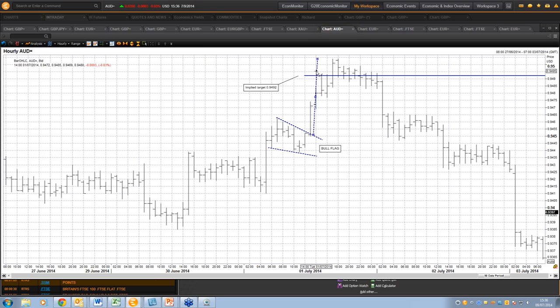Was the aggressive target reached? Oh, pretty much, yeah. It was exactly breached, to be honest. So both the aggressive and the conservative target were met on this bull flag of Aussie dollar. That is a pretty good instance of a bull flag that you could have traded.